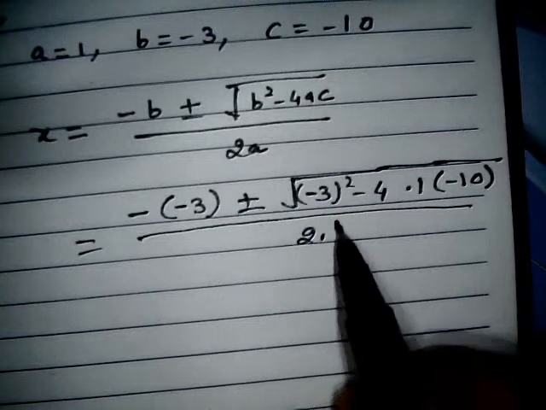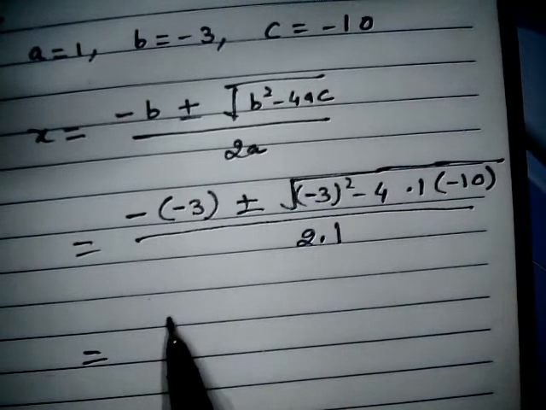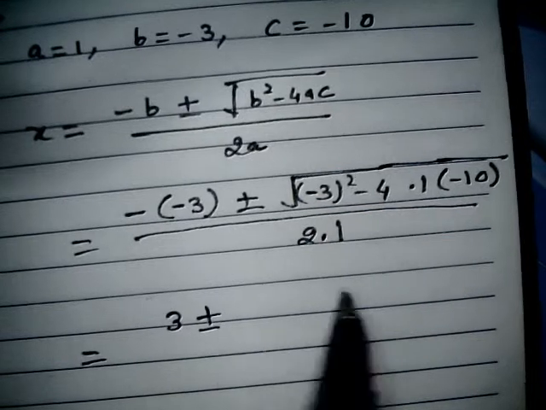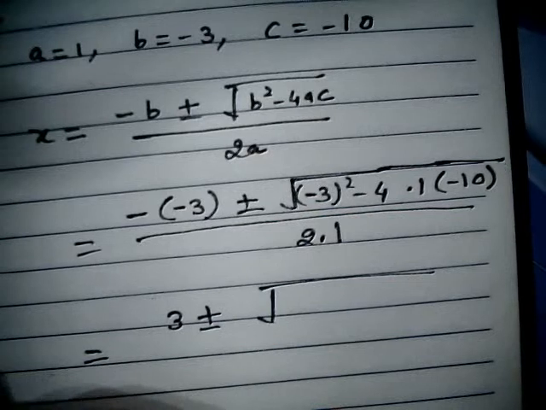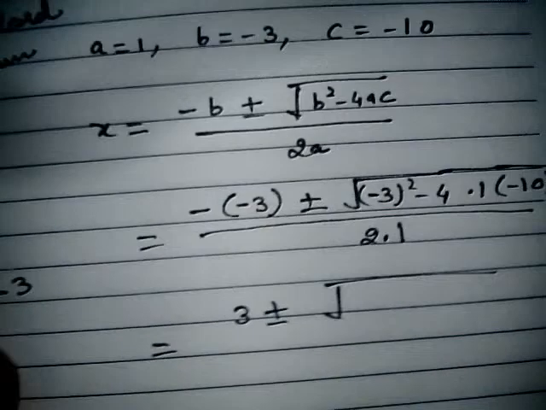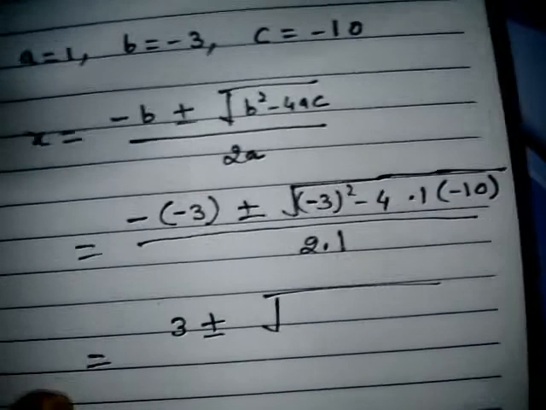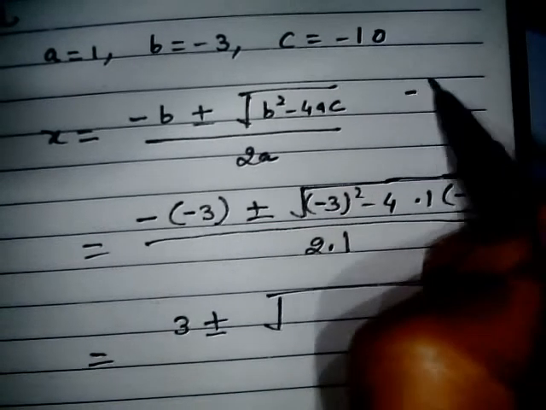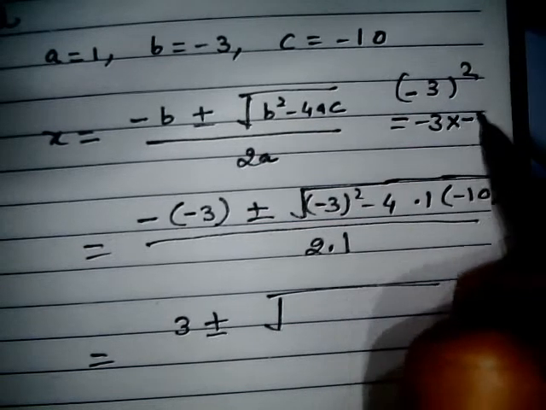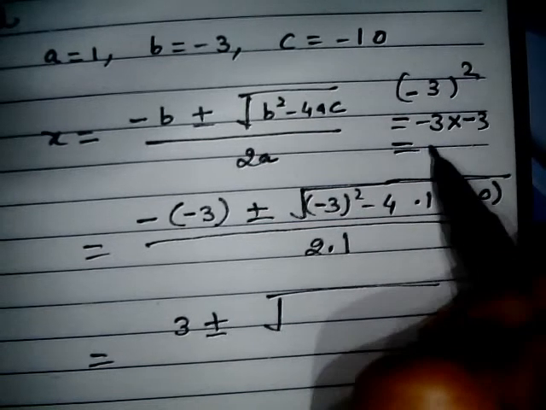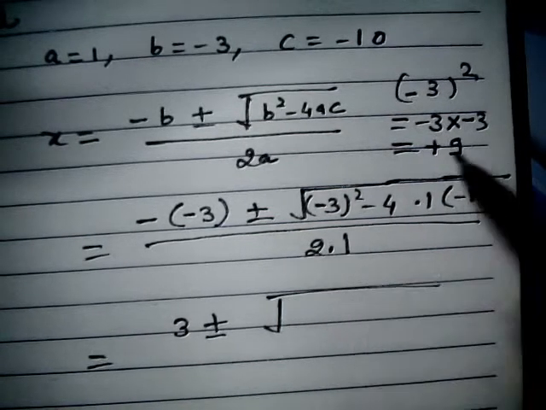When you open this, negative times negative is +3 plus minus the square root of -3 square. I'll do it over here, rough work. -3 square means negative 3 times negative 3. Negative times negative is positive, so the sign is going to be positive, and 3 times 3 is 9. So -3 square is going to be 9.